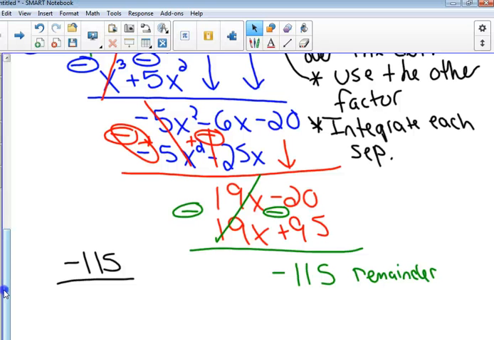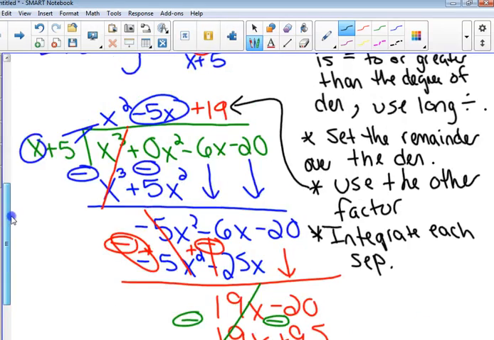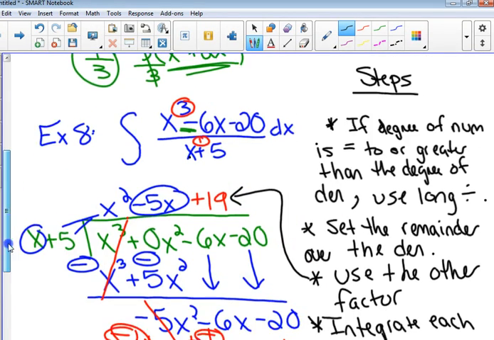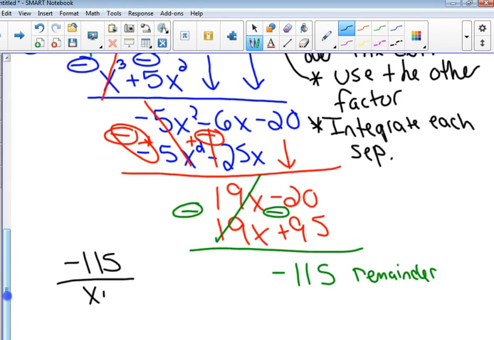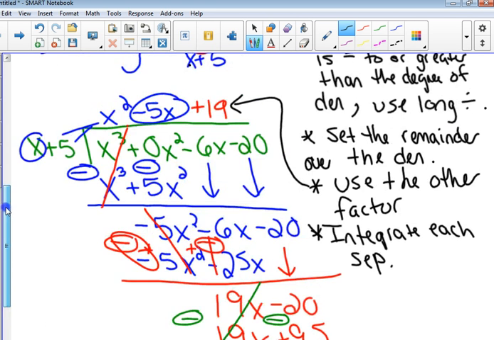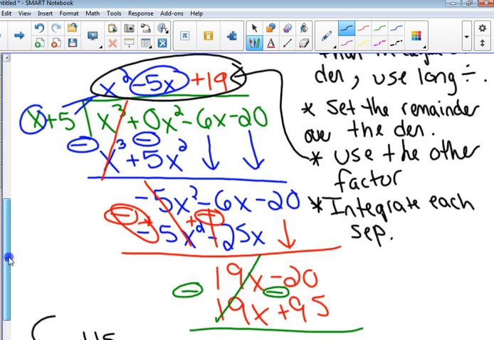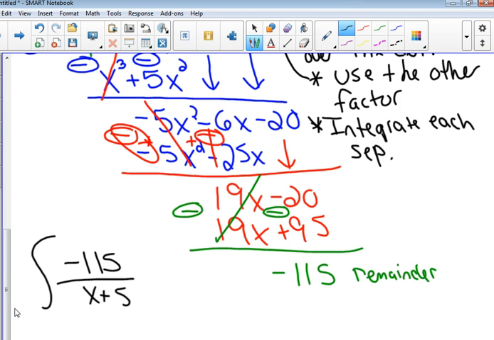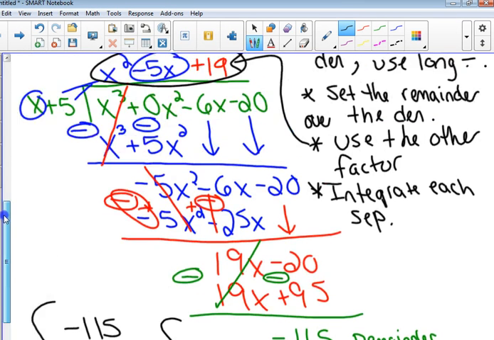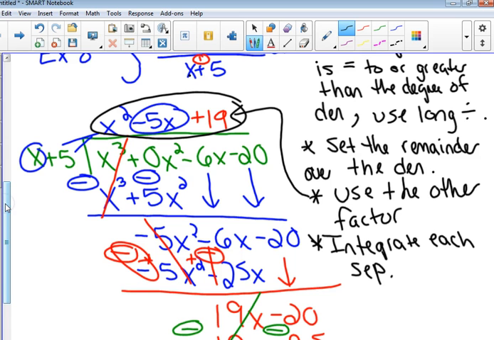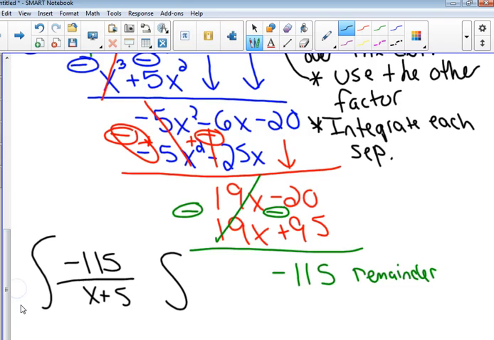Okay, so we take our remainder over the denominator, so over x plus 5. We're going to integrate this, and then we're going to integrate also the other factor, right? So like whatever the top part was. And how do you get one final number? You put it together after, multiply or add? Add.